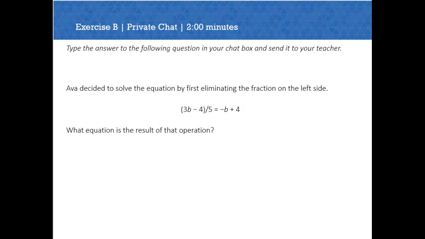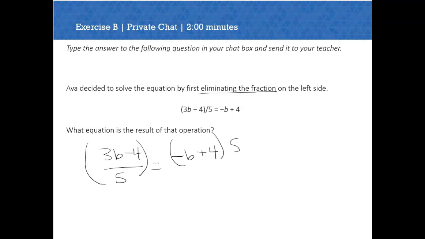So let's take a look at this crazy one. So she says, Ava decided to solve the equation by first eliminating the fraction. So let's just write this out so we can see it a bit better. So here, we cannot move this 4 because it's being divided. We really can't move anything because we have this big fraction bar. So we need to get rid of that. So to get rid of dividing by 5, we can multiply both sides by 5. So these cancel because the opposite of division is multiplication. So this is how you can get rid of that fraction on the left.